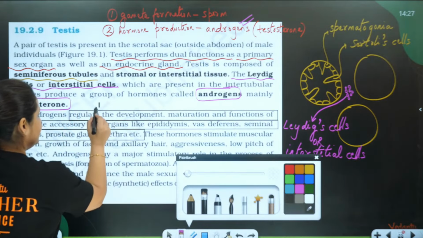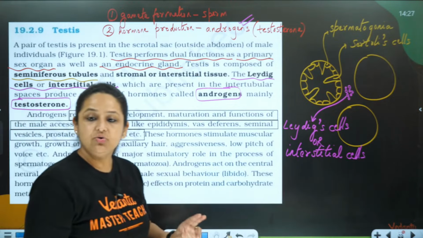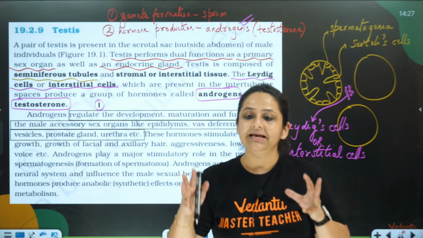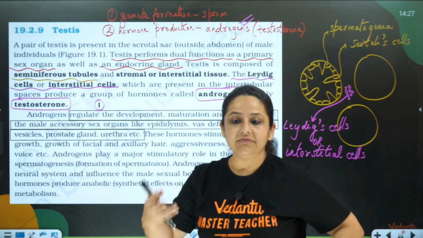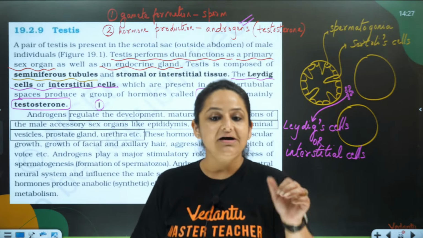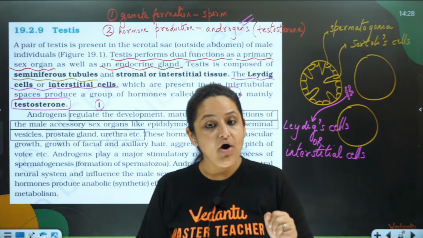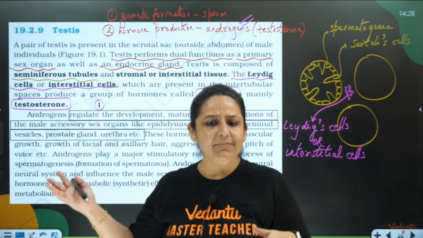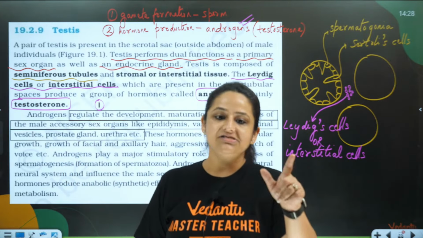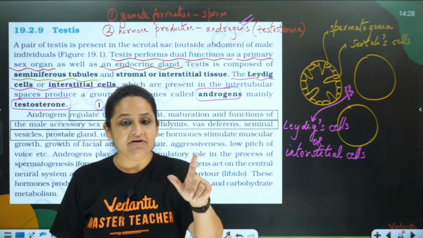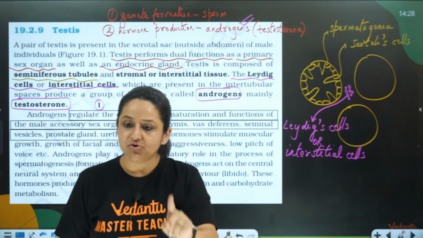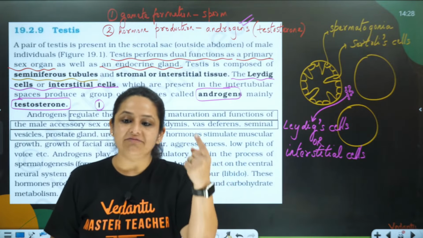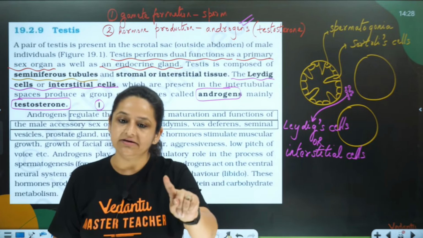Function number 1 is that they regulate the development. That means there are different secondary sexual organs. In the male reproductive system, apart from testes, there are other reproductive organs also, which are called accessory sexual reproductive organs, or secondary sexual organs, like epididymis, like vas deferens. You'll study the structure in 12th standard in detail. For now just remember the names. So the development, regulation, maturation and functioning of the secondary sexual organs is under the control of androgens.